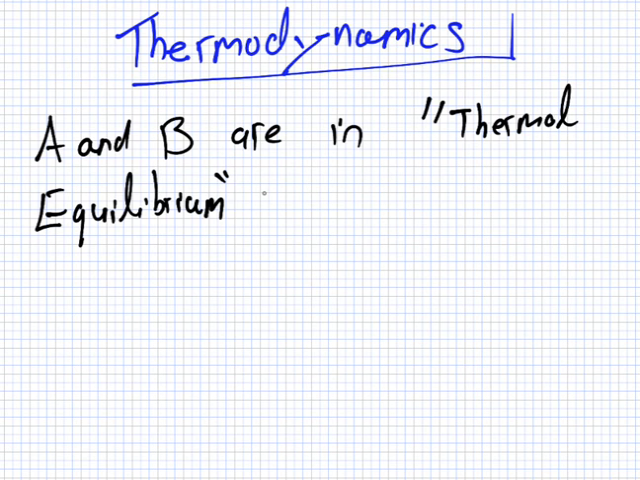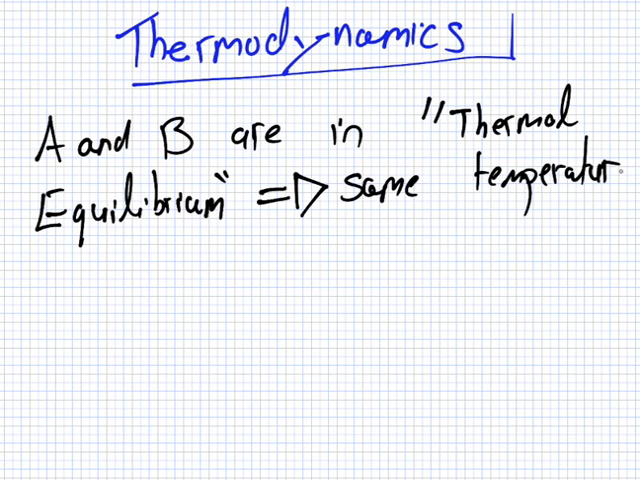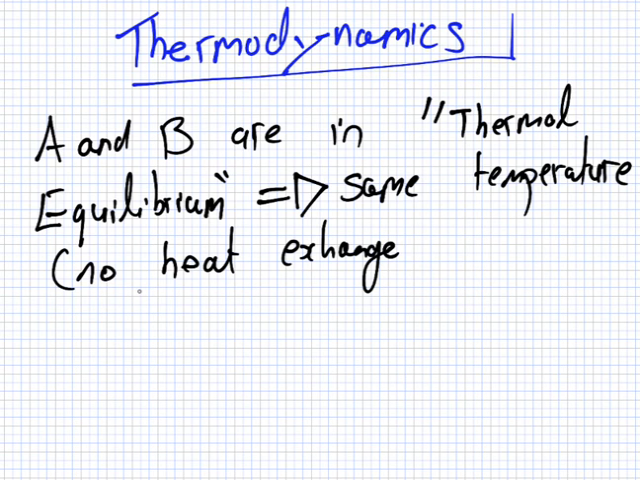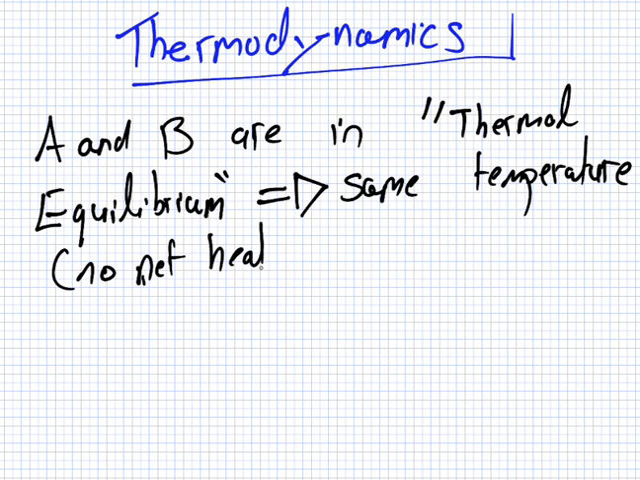Thermal equilibrium. If A and B are in thermal equilibrium, that means they're basically the same temperature. Or in other words, no heat exchange will take place. Well, no net heat exchange. Write the word net in there. No net heat exchange will take place.